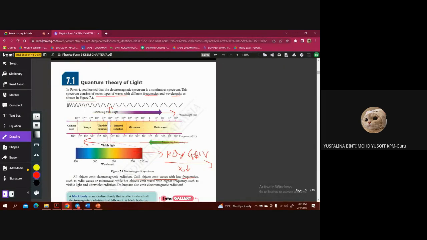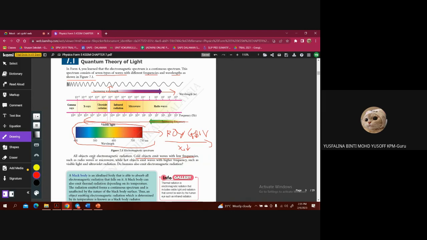The next part is visible light. Visible light is the one that we can see, the color. Let's say the color of the car, whether it's red, black, or white. That is one example of visible light. We can see it with our own eyes.